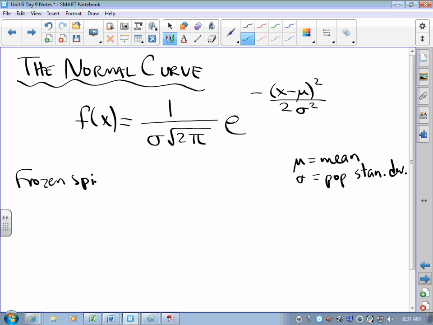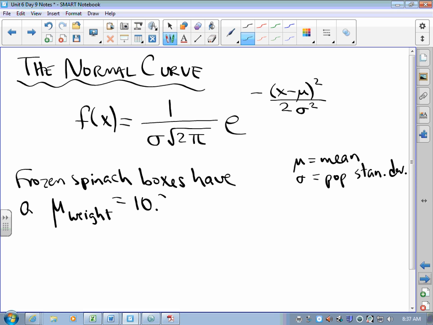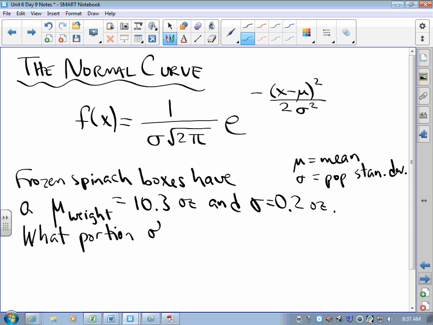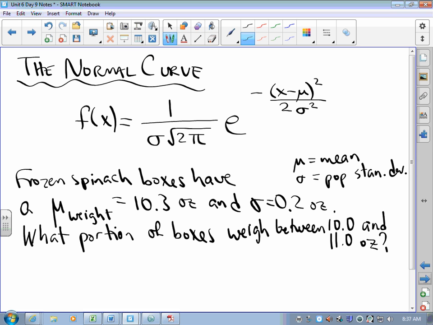So, frozen spinach boxes have a mean weight of 10.3 ounces and a standard deviation of 0.2 ounces. What portion of boxes weigh between 10.0 and 11.0 ounces?